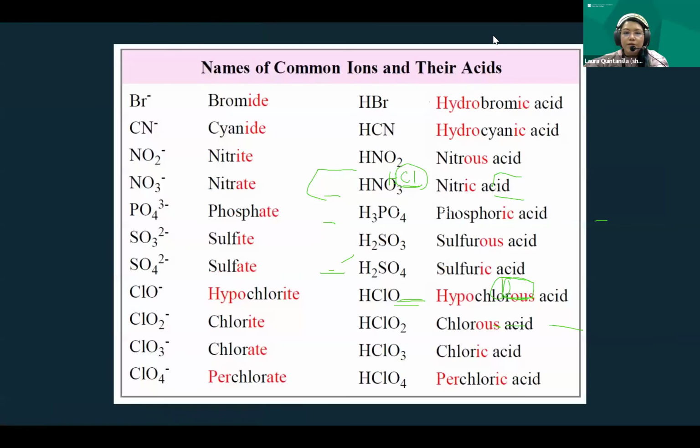So here's a pattern. It's showing you that if it's an IDE, you're going to get that hydro-ic acid. So those are 2 examples right there. And then if you have ATE, that's just going to become ic acid. And then ITE will become the ous acid. There are a couple of other scenarios, but for the most part, those will be the 3 rules you're going to follow.